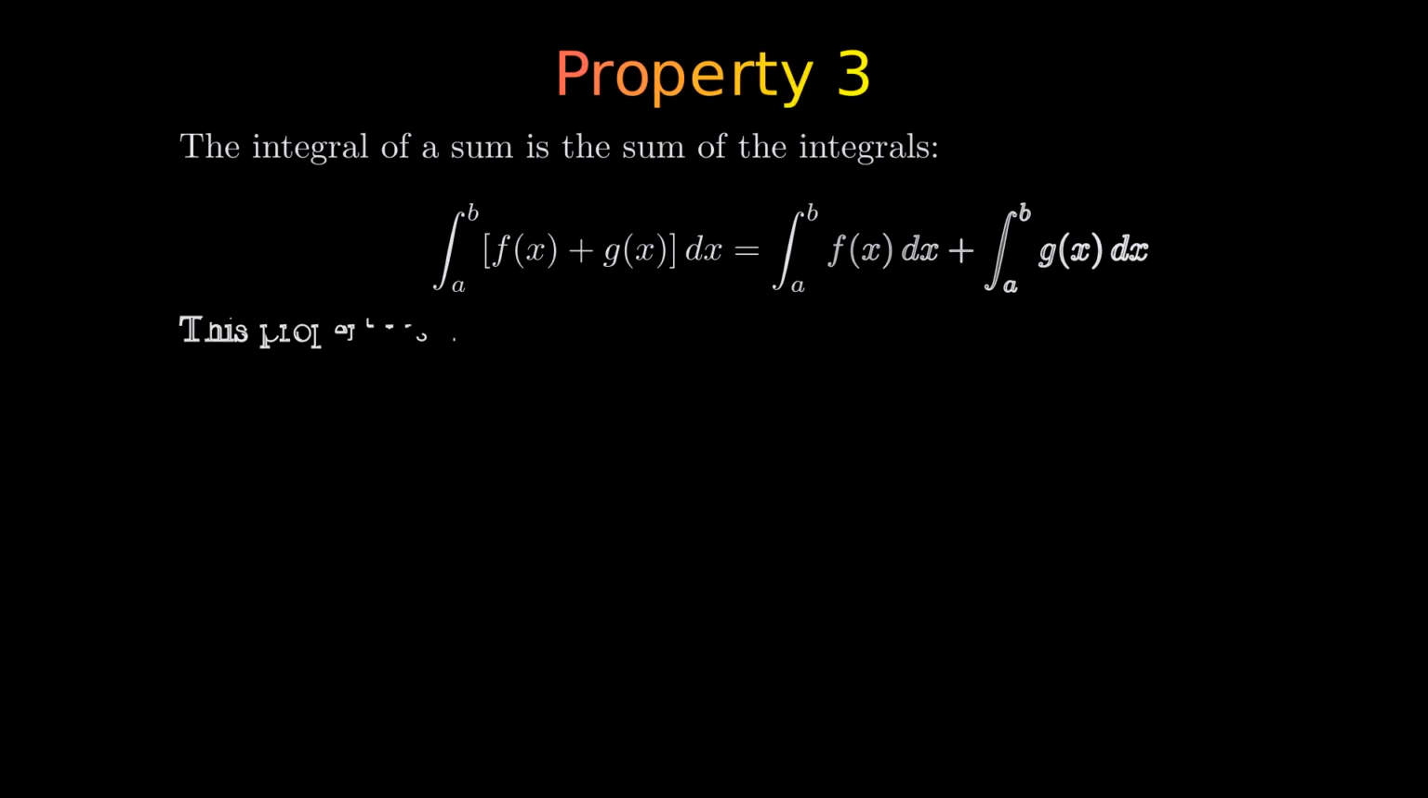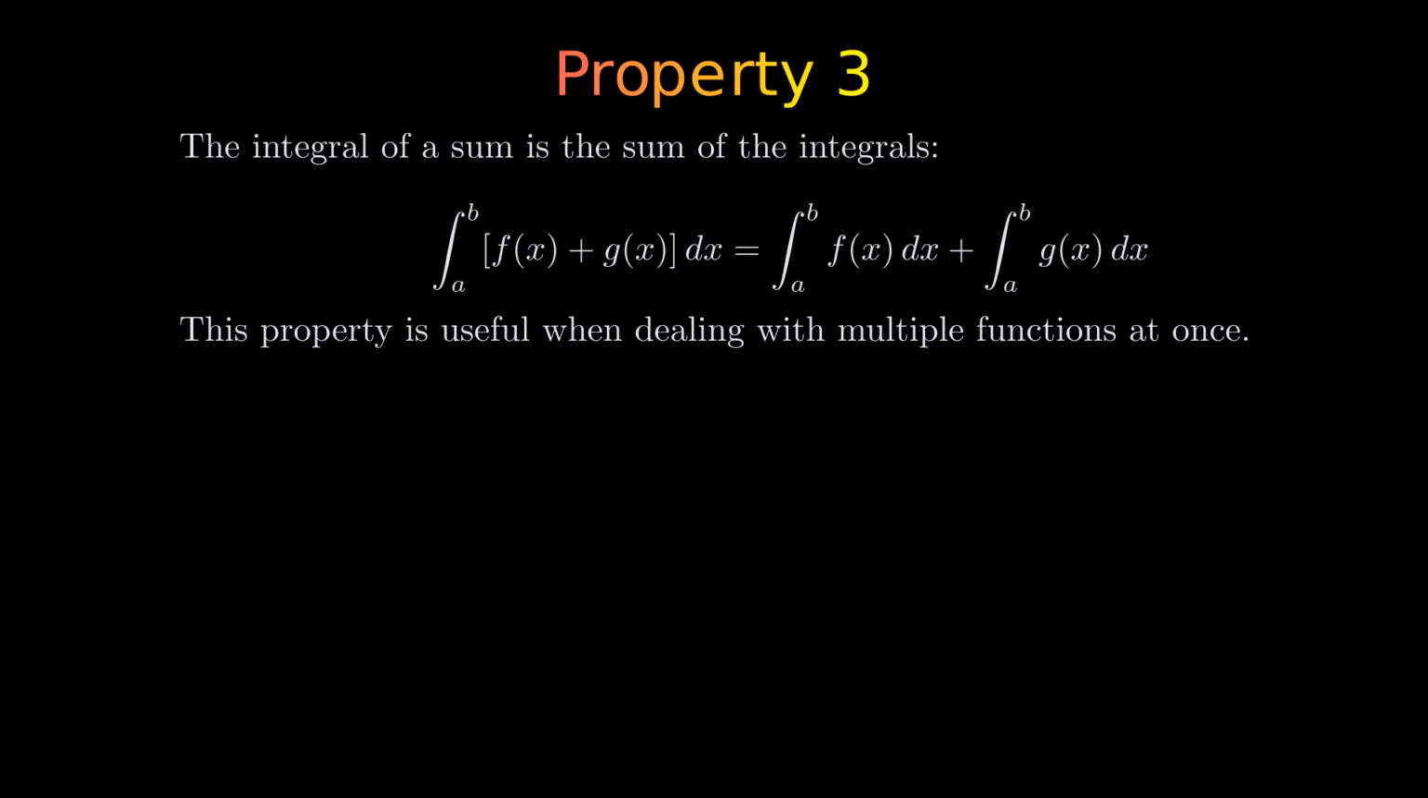The integral of a sum is the sum of the integrals. The integral from a to b of f(x) plus g(x) dx equals the integral from a to b of f(x) dx plus the integral from a to b of g(x) dx. This property is useful when dealing with multiple functions at once.